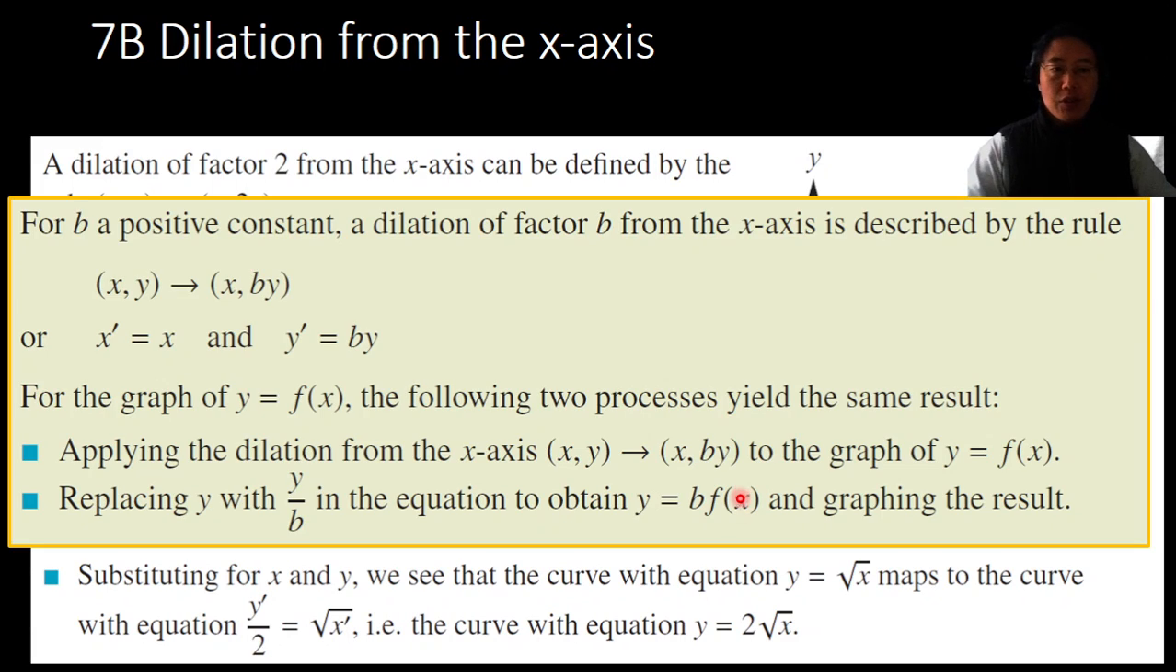So here's the summary with the general dilation of factor b. Here's the mapping, the relations that you get, and then as you rearrange to make x and y the subject, that's what you will get here, and the new rule will be simplified that way. But if you just remember that mapping relation, rearrange to make x and y the subject and substitute into your y equals f of x, you should obtain this rule.